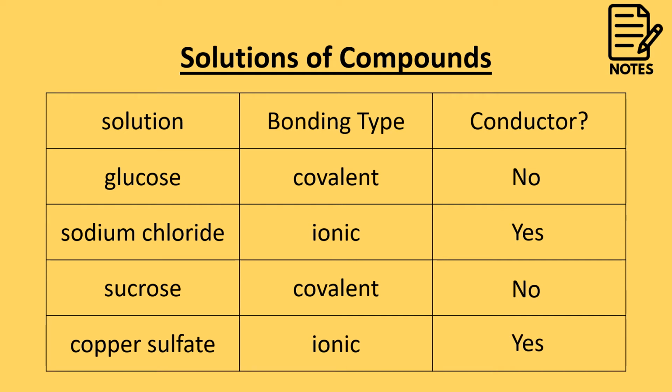And so now you can see that we have got a difference. We've got something that ionic can do that covalent cannot. And that's a way that we can then test for something that we don't know, whether it's covalent or ionic. We can use that. So what we find is that covalent glucose and sucrose, even when they're dissolved in water, they still don't conduct electricity. Sodium chloride and copper sulfate, which are ionic, do. So they didn't when they were a solid, but they do now conduct electricity as a solution.